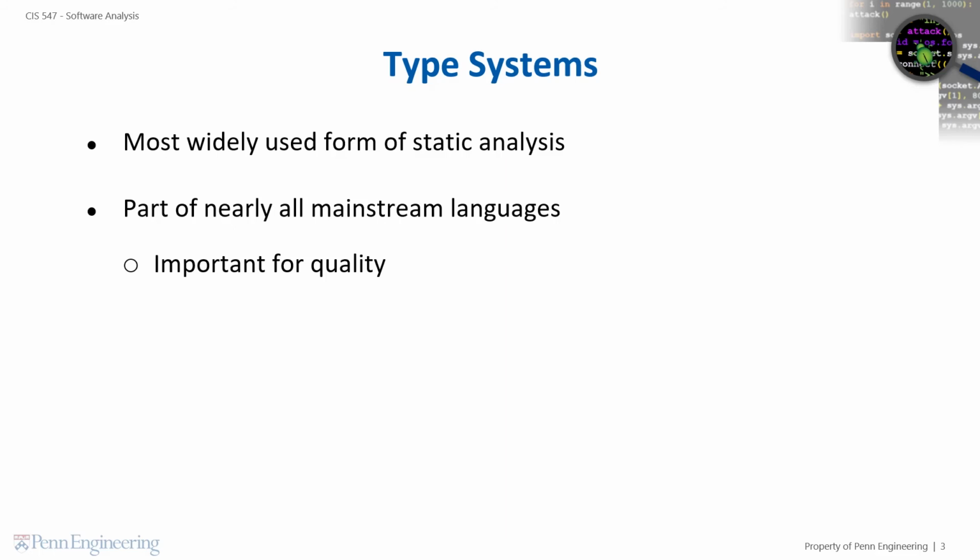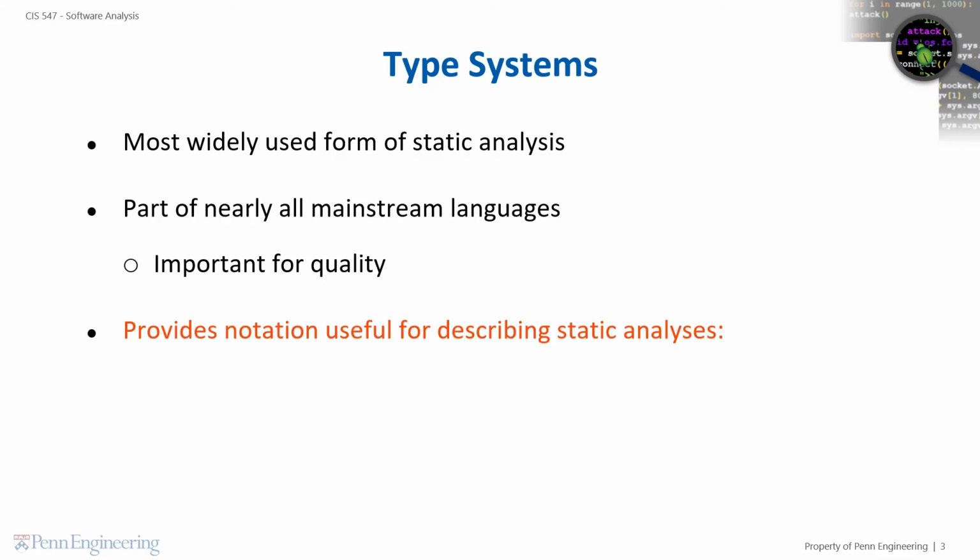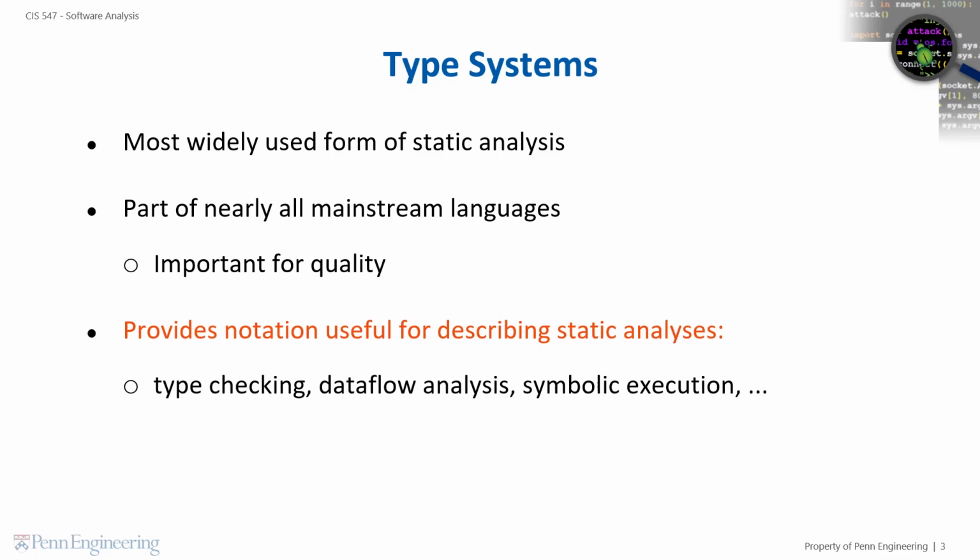Besides being a static analysis in their own right, type systems also provide notation that is useful for describing a variety of different static analyses, such as type checking, data flow analysis, symbolic execution, and more.